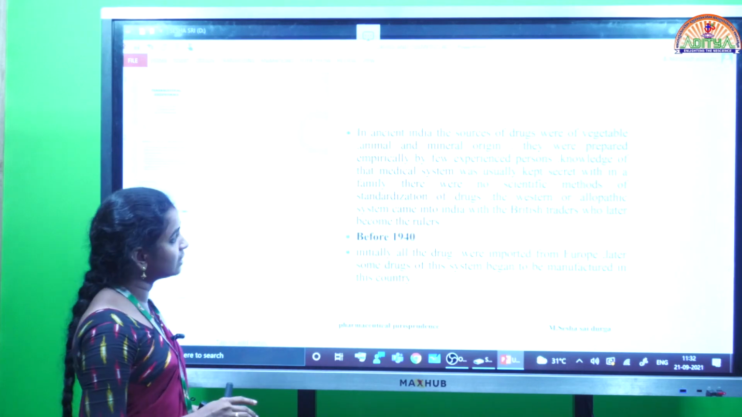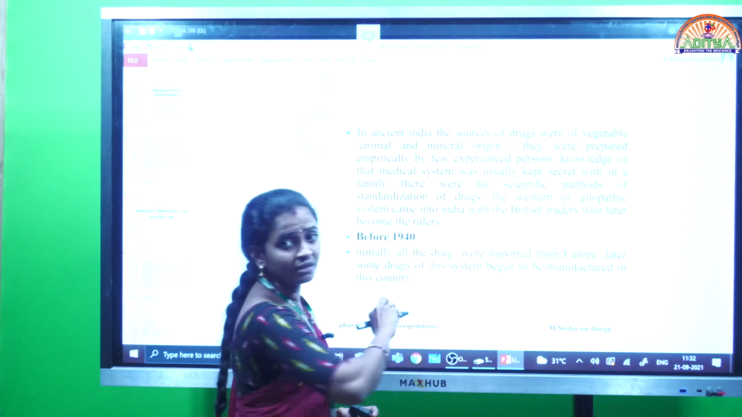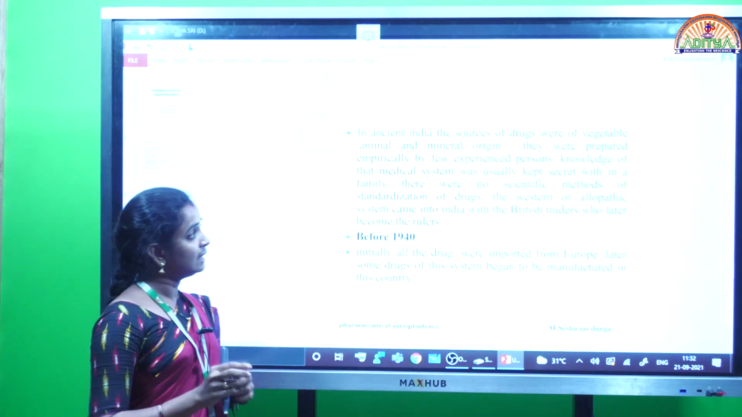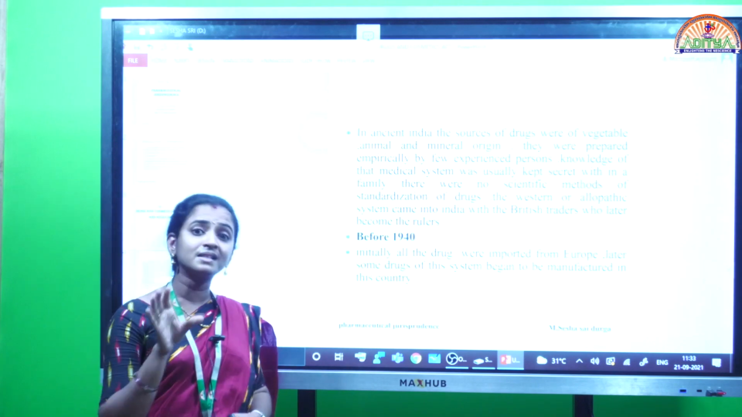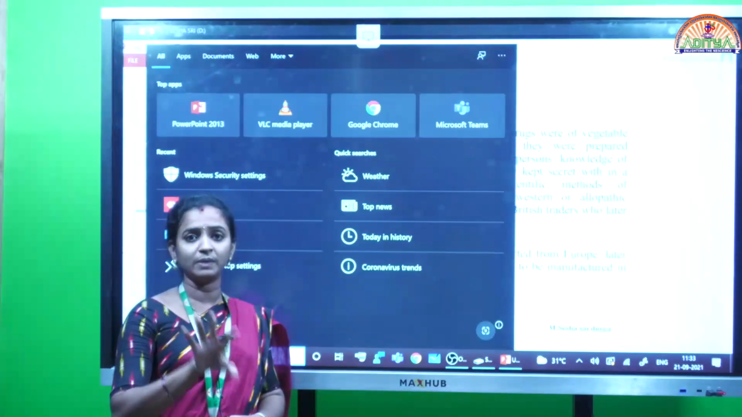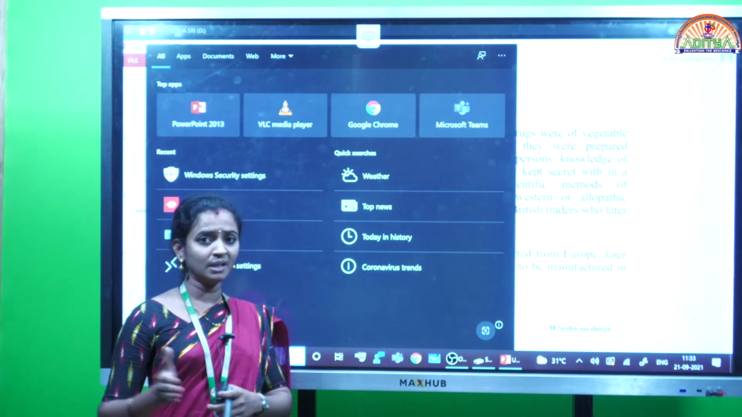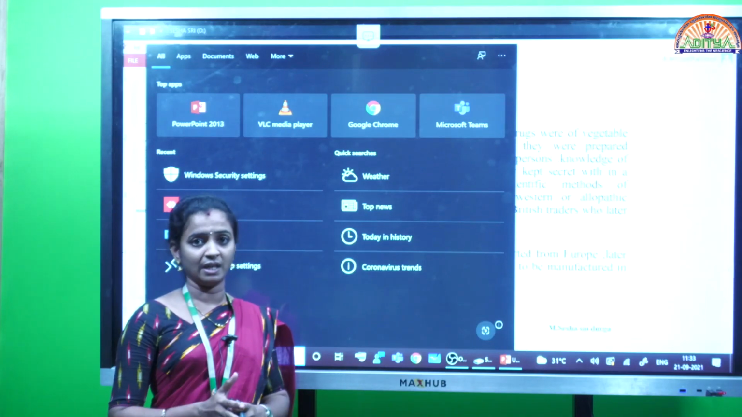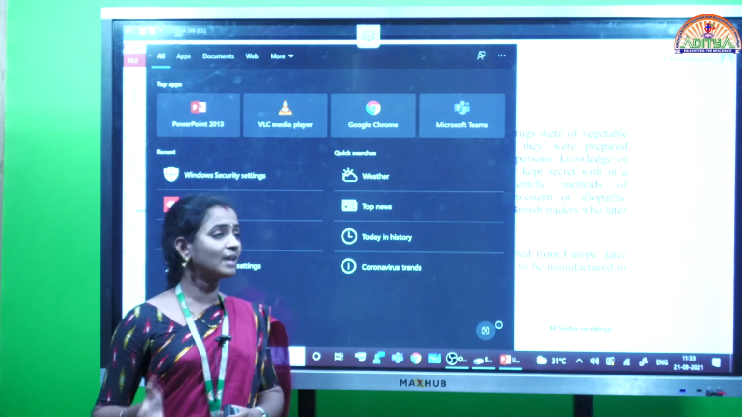And also, the preparation of that medication was kept as a secret in the family of one person. Only that procedure would be carried out by the remaining people in the same family, so it was transferred from one generation to another generation.